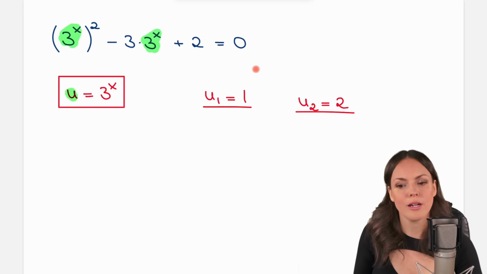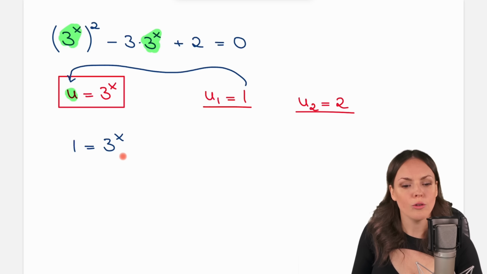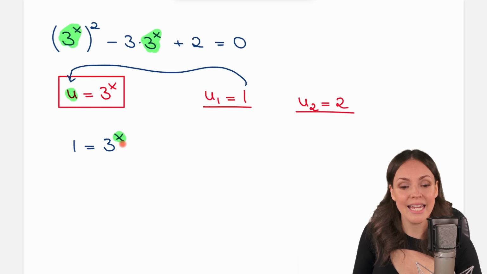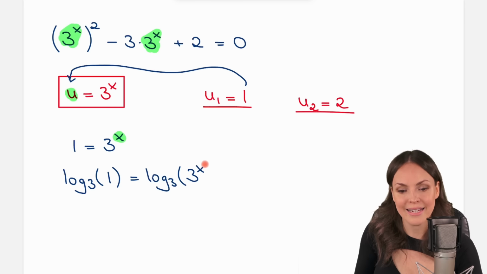Let's start with the first solution. We have to do the same thing with the second one, but we start with the one we inserted here for u. So we have 1 equals 3 to the power of x. Let's solve this equation for x to find our first real solution to our equation here. It's an exponential equation. We can solve for x by using the logarithm on both sides. Log base 3, so we have on the left side log base 3 of 1, and on the other side, we also have log base 3 of 3 to the power of x.